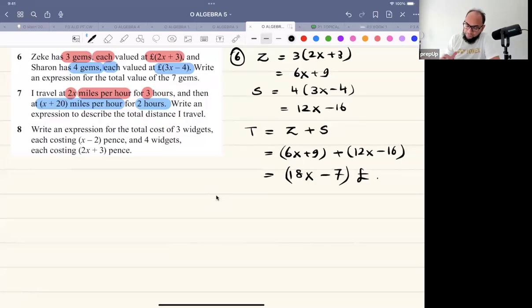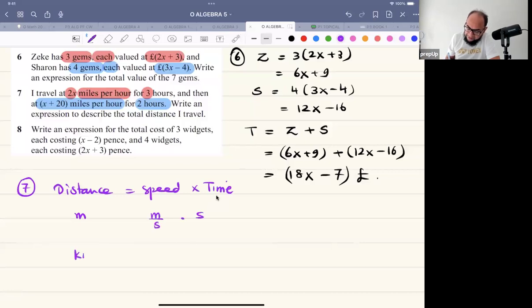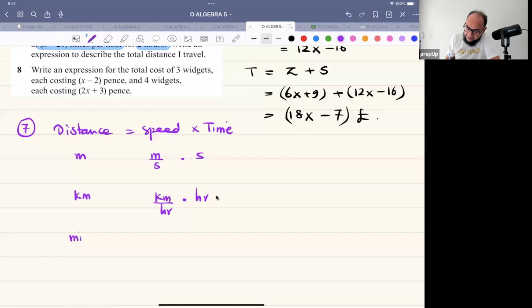So now in question number 7, the concept is distance is speed into time. For example, if the distance is in meters, speed will be in meter per second, time will be in seconds. If the distance is in kilometers, speed will be in kilometers per hour, time will be in hours. If the distance is in miles, speed will be in miles per hour, and the time will be in hours. So we are focusing on this one.